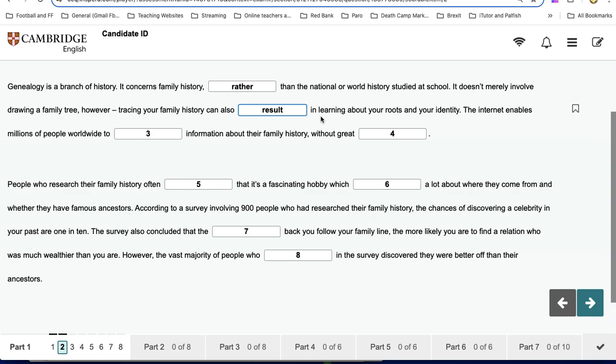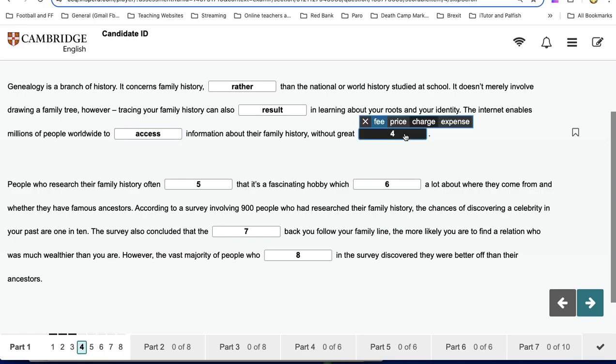The internet enables millions of people worldwide to accomplish information, access information, approach information, admit information. This is really hard because we have 4 words which seem very similar. Do you accomplish information? No. Do you access information about their family history? Yes. Do you approach information? No. Do you admit information? No. That one's hard, but number 3, it's access.